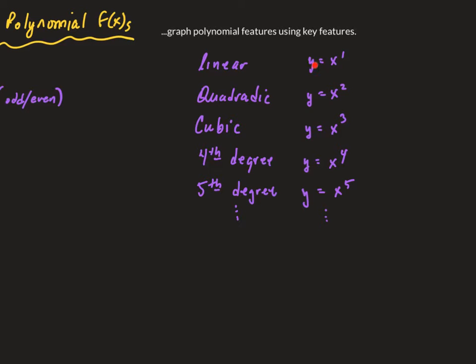Of course, a linear function is y equals x to the first power. Quadratic is y equals x squared. Cubic would be x to the third power. A polynomial of the fourth degree would be y equals x to the fourth power, and then the fifth degree, and so on and so forth, would just be changing my exponent.